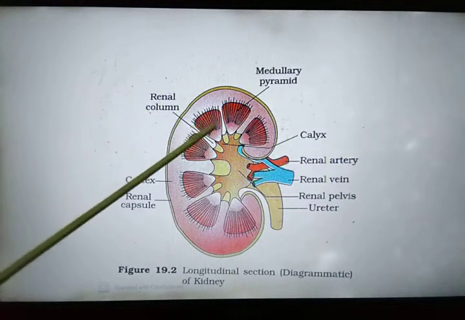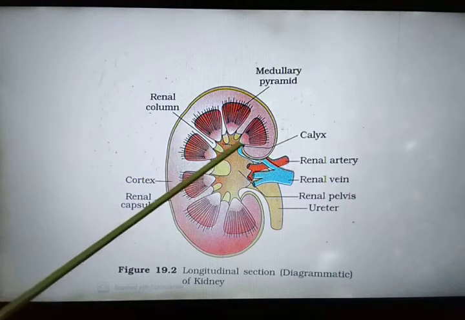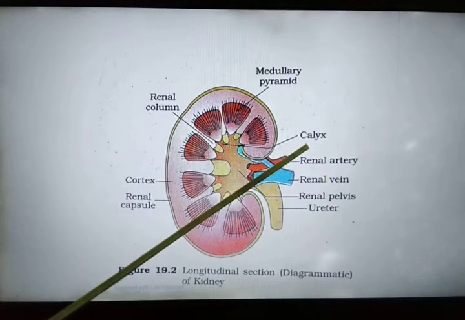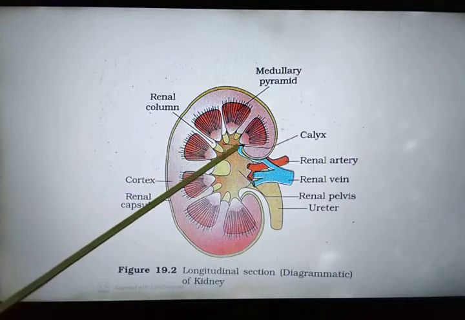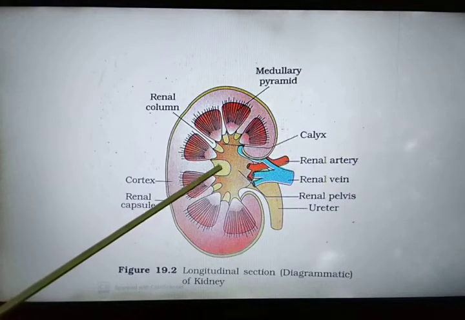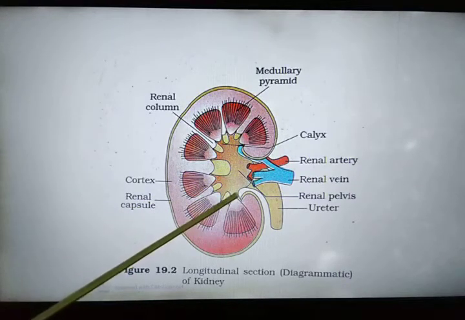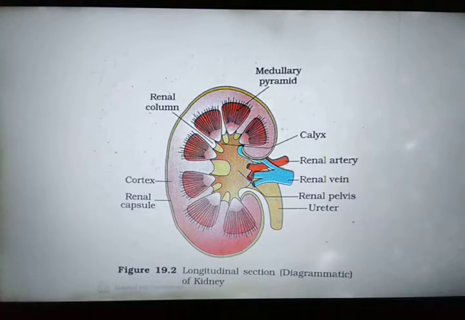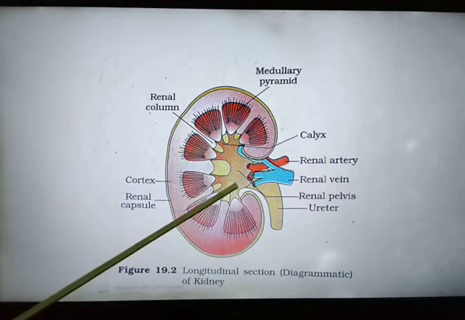These medullary pyramids open into a projection known as calyx. So all medullary pyramids open into a projection known as calyx. You can see these brown structures. These are the calyx. Now the calyx open into a wider funnel shaped structure.